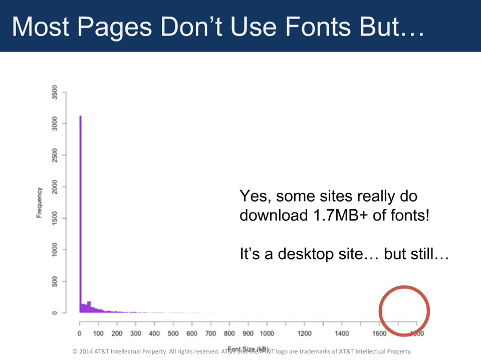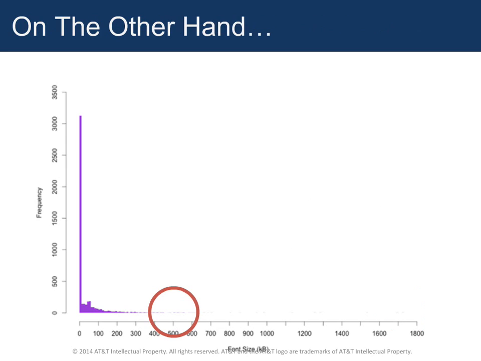And this was a desktop site. It's a Russian desktop site that somehow ended up in the archive. But they've got 1.7 megs of fonts. And I wouldn't be prepared to wait for that on a desktop, let alone in a mobile environment. But we do have sites that are meant for mobile that have roughly 500k of font files being downloaded.